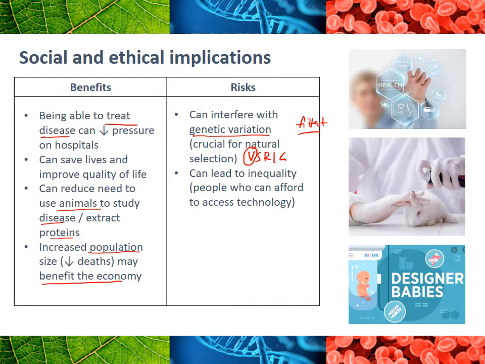Anything that relies on technology and medicine and is generally quite expensive can lead to inequality, because often these things are only available to people who can afford to access this type of technology. So we might end up with wealthy people who are able to get it, and therefore they live a really long, healthy life. But poorer people can't access things, and they're more likely to get sick.